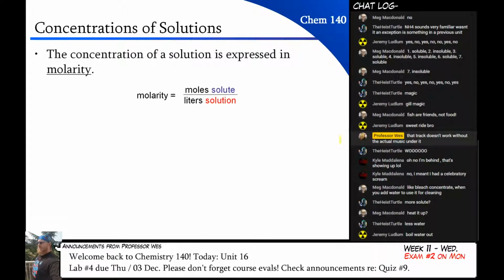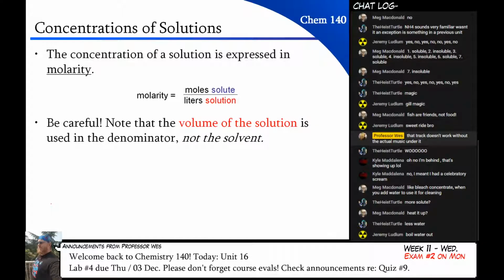Molarity is moles of solute divided by liters of solution. In other words, how much solute did you put in there? Figure out how many moles you have. And then how much solution in total do you have? Calculate its volume. Now, it's important to note that the bottom part of this expression is the solution and not the solvent.